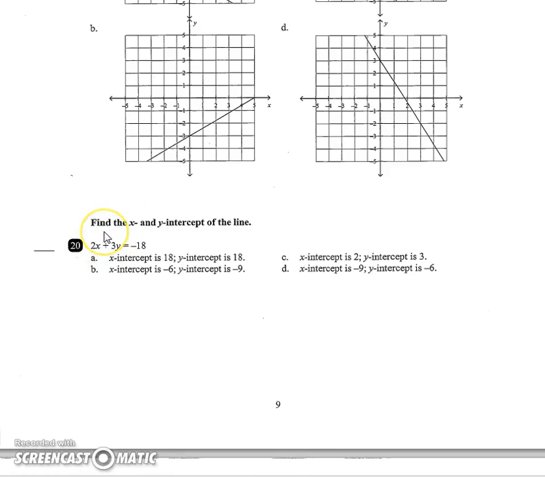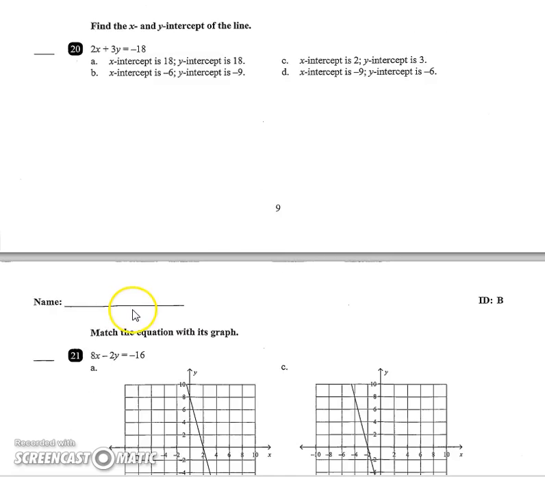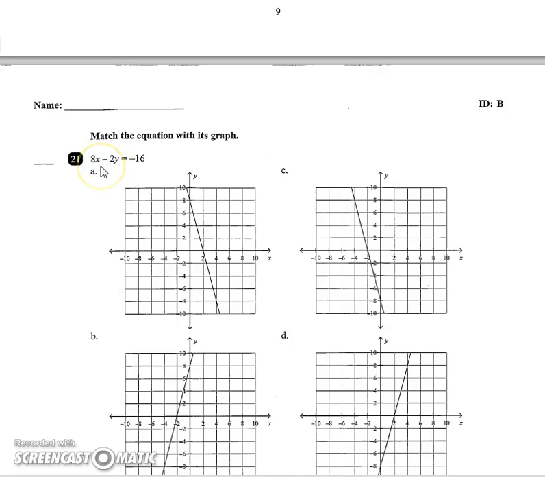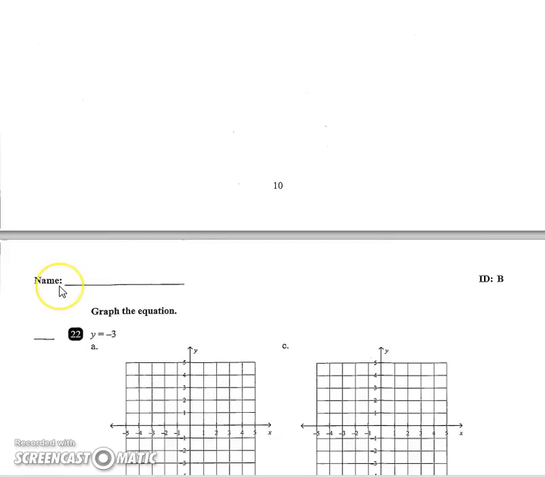Number 20 and 21 ask you to find the x and y-intercept of the line. Notice it's in standard form, so we use standard form to find the x and y-intercept. We made a t-chart in our notes, so that should be helpful for you to look at finding the x and y-intercept. Same is true for number 21. Again, it's in standard form. Your calculator may also be helpful at this point because our calculators do graph in standard form.